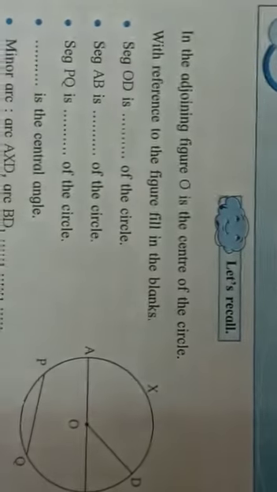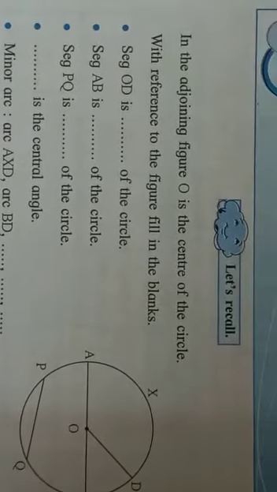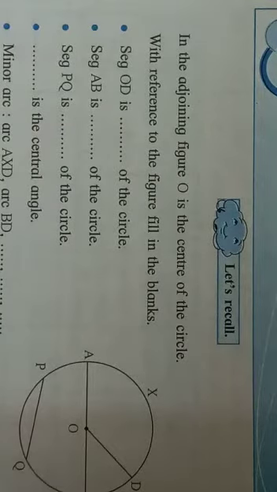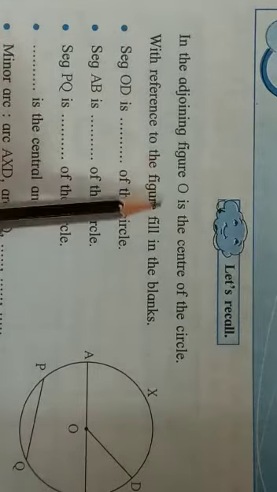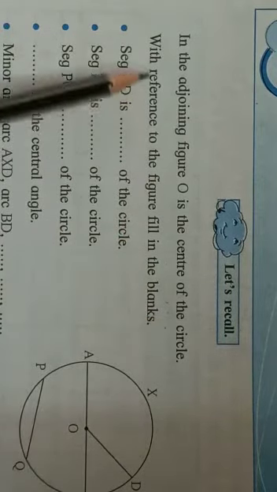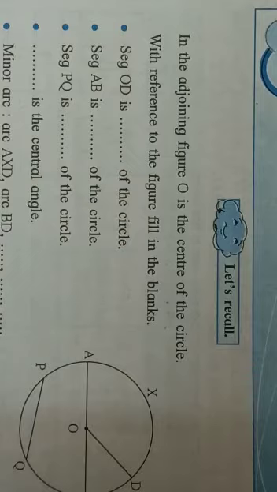Now we will start with the new topic, circle, chord and arc. And here the first exercise which is given to you is a revision exercise. Recall means you have already studied all the concepts related to the questions being asked, so you have to answer them. In the adjoining figure, O is the center of the circle. With reference to the figure, fill in the blanks.